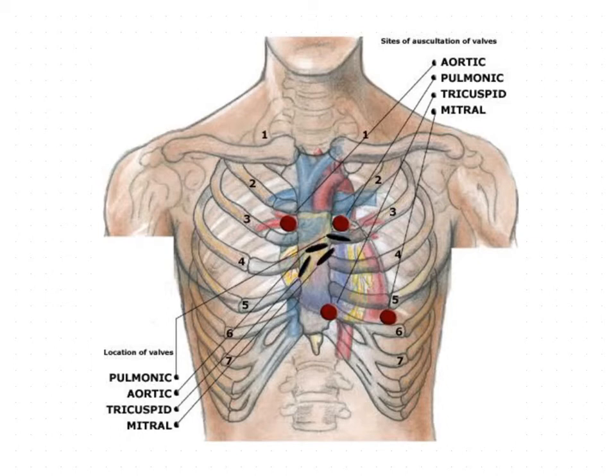Actually, if you can see here, these blackened parts are the valves of the heart. These are the actual locations of the valves of the heart. Here, these are the valves. How many valves are there? Yes, we have 4 valves.